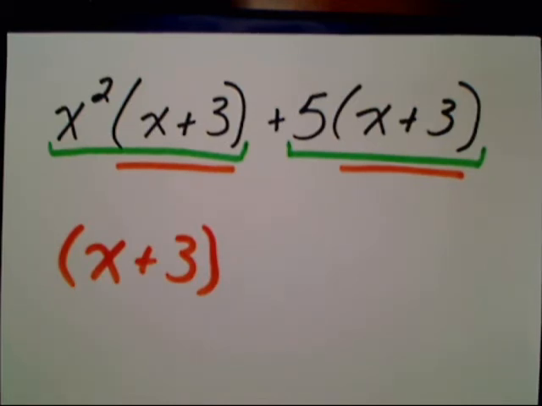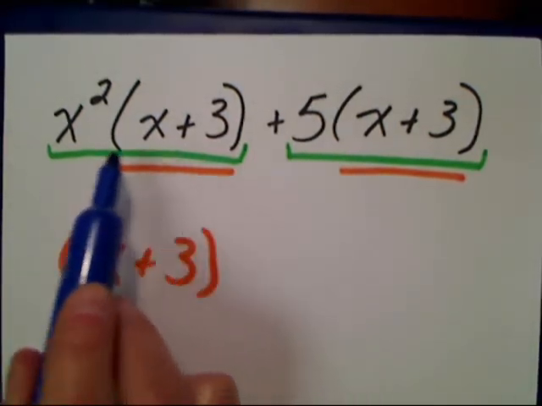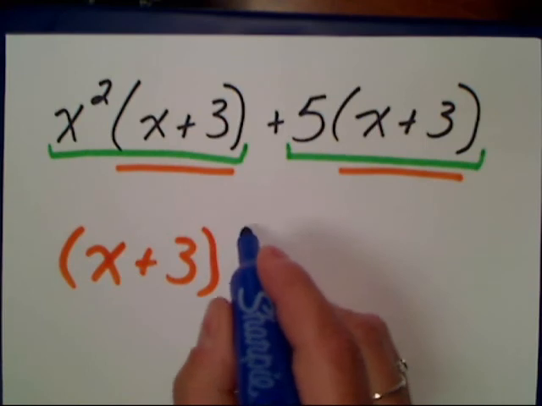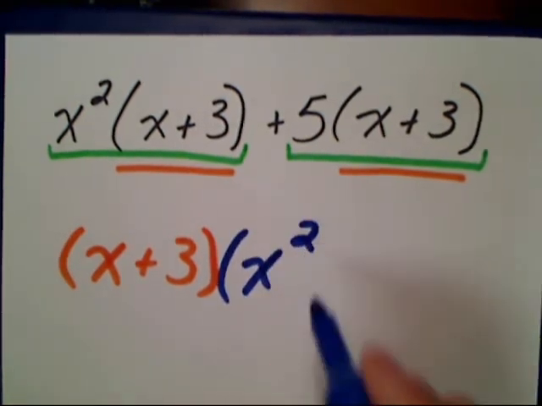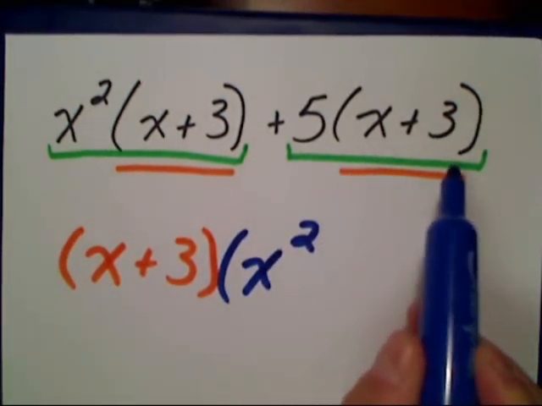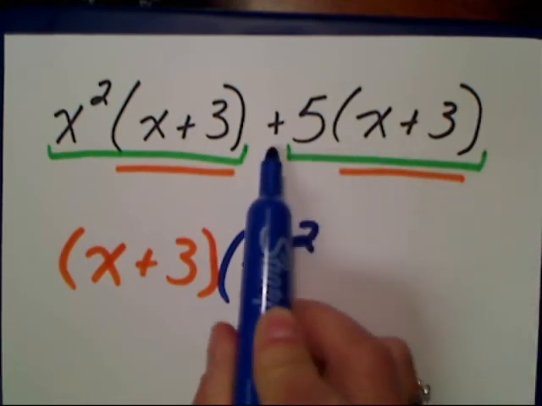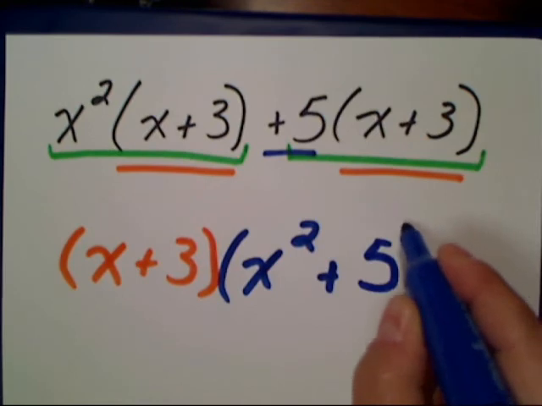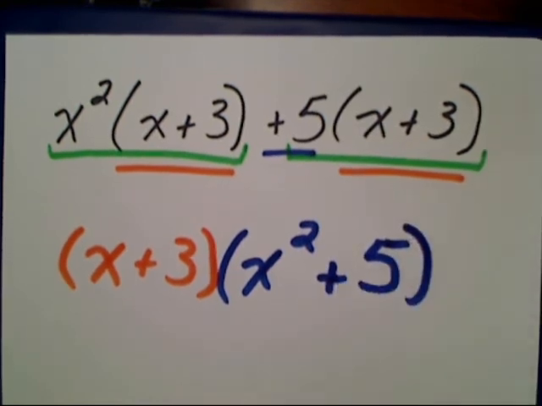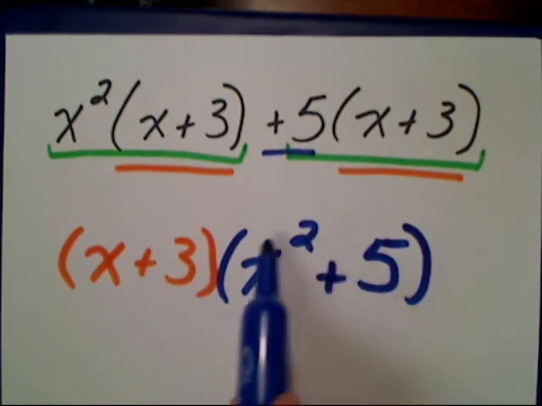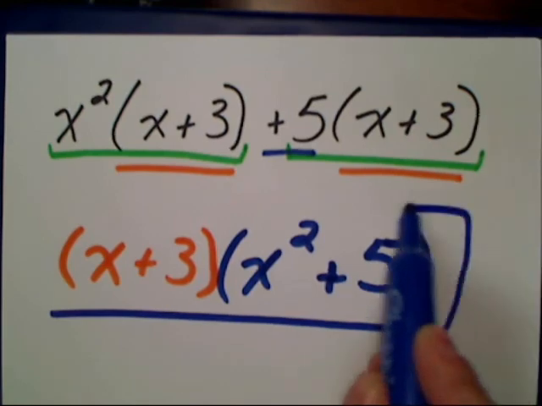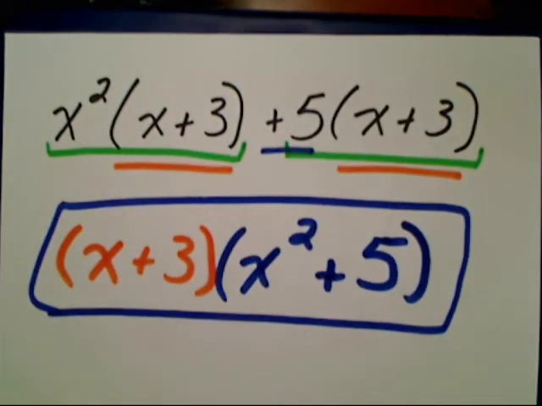If I take out the x plus 3 of this first term, what am I left with? The x squared. If I take out the x plus 3 in the second quantity, what am I left with? The plus 5. You need the plus sign to separate your terms. Now we are in factored form because it's this factor times this factor. Everything that we have left here is multiplication. That means it's in factored form.